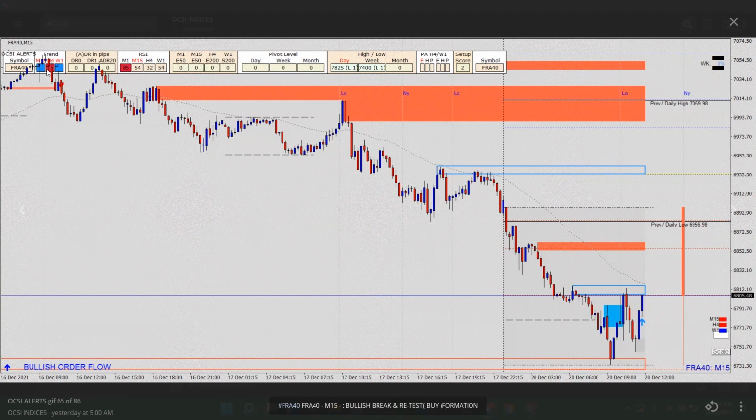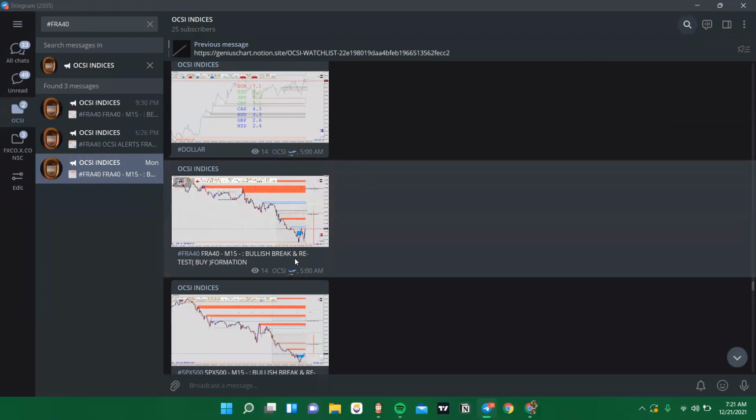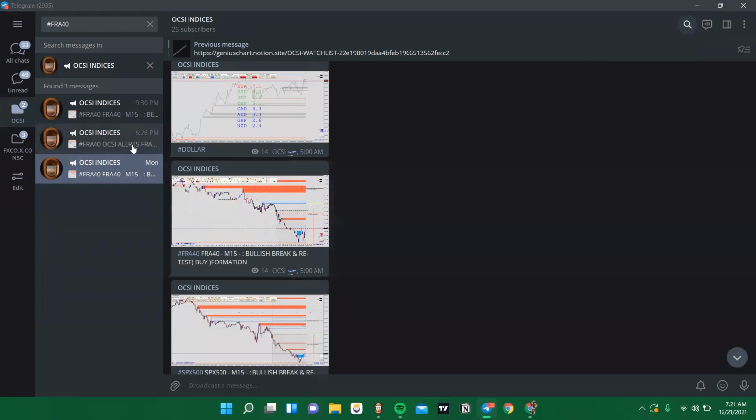H4 at the current time that this alert came out, this is the H4 trend right here. All right. Supply zone, supply zone. So we had sort of like this little pattern going on. So H4 was red. However, the 15-minute had just gotten into a buy formation. This was on Monday. Monday at what time? Monday at 5 a.m. Okay.